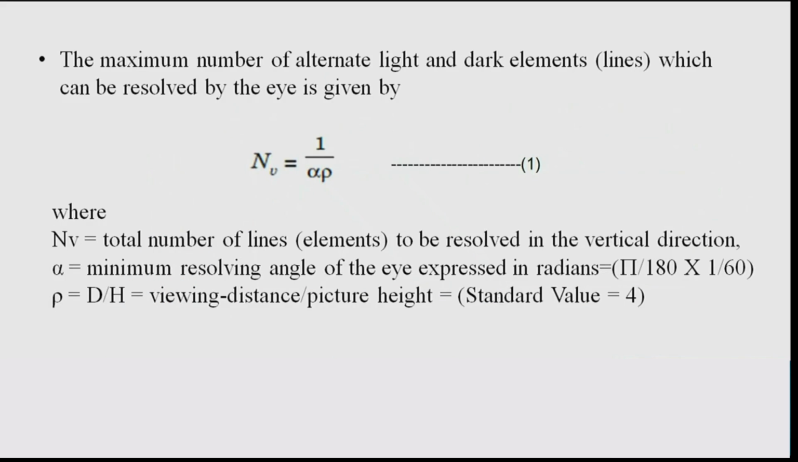Now, the maximum number of alternate light and dark elements which can be resolved by the eye is given by the formula NV is equal to 1 by alpha rho. What is this terminology? NV is the total number of lines, the elements to be resolved in the vertical direction. Alpha means the minimum resolving angle of the eye expressed in radians. We calculate alpha in radians with the help of pi by 180 into 1 by 60. This is a standard value. Now rho is equal to D by H, that is, the viewing distance divided by the picture height, and the standard value we will use here is 4.